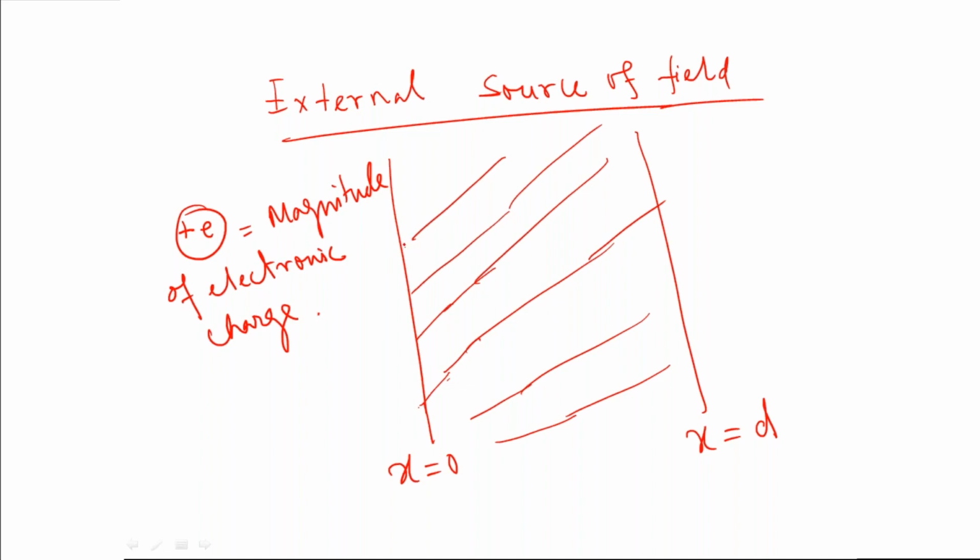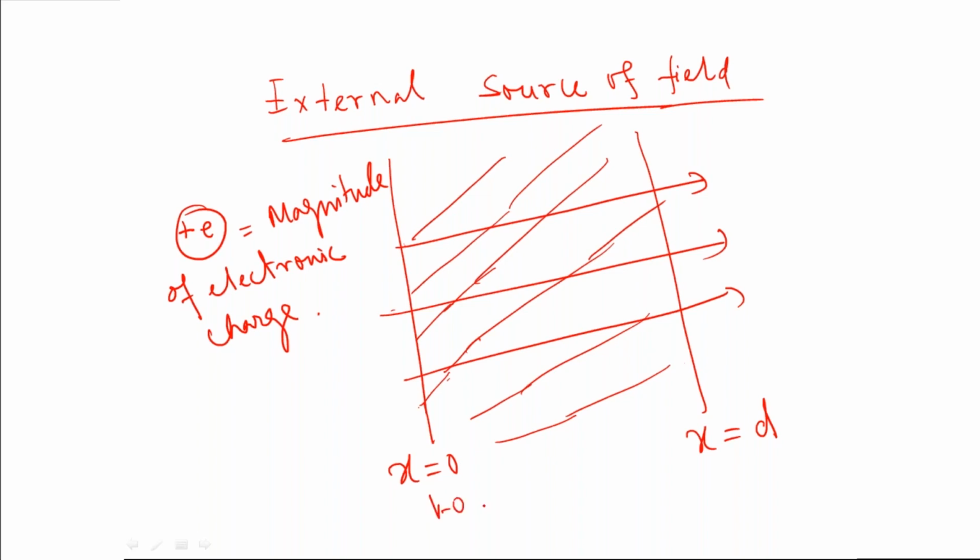Maybe the potential here is 0, then it will increase to some V1 which is greater than the previous, then in this region maybe V2, and in this region maybe V3. So the potential is increasing. Look here, what will happen? The charge will be accelerated as it goes through this, and it will gain certain kinetic energy.